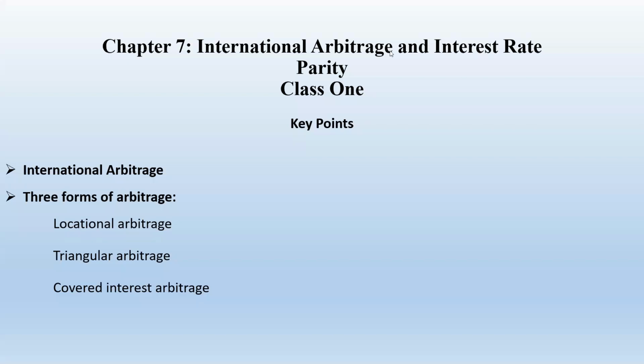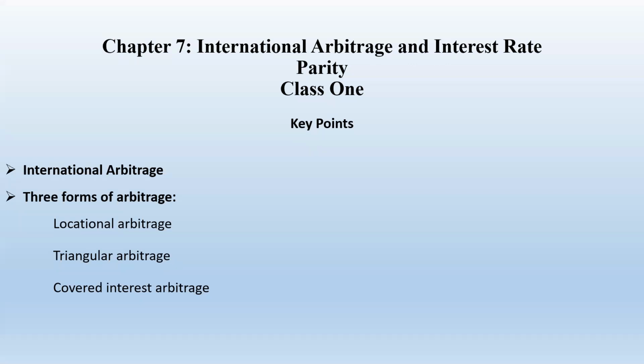Hello everyone. This video basically talks about chapter 7. In chapter 7 we have two classes, two packages. For the first package we're introducing three forms of arbitrage, as indicated by the title of chapter 7, which is international arbitrage and interest rate parity.